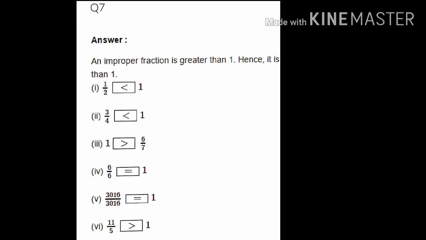Fill in the blanks with greater than, less than or equal to sign. We know that a proper fraction is always less than 1 and improper fractions or mixed fractions are generally greater than 1. So half is less than 1, 3 by 4 is less than 1. 1 is greater than 6 by 7. 6 by 6 is equal to 1. 3016 by 3016 is equal to 1, and 11 by 5, which is an improper fraction, is greater than 1.